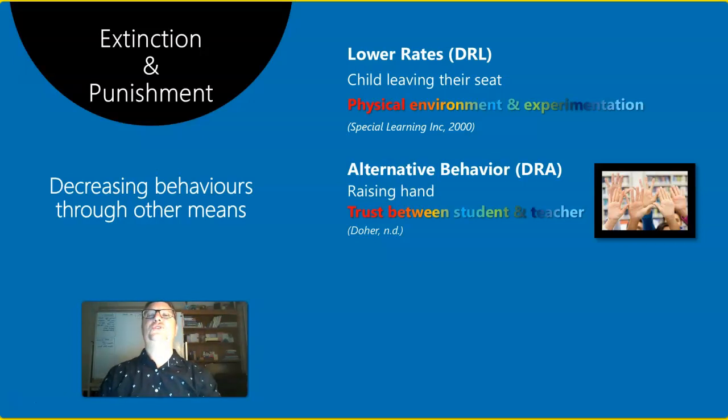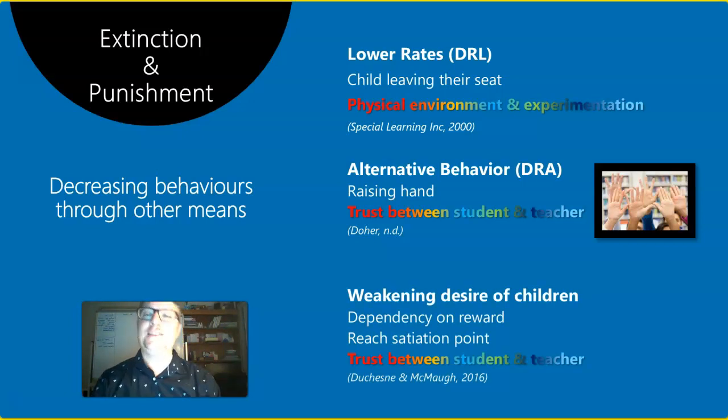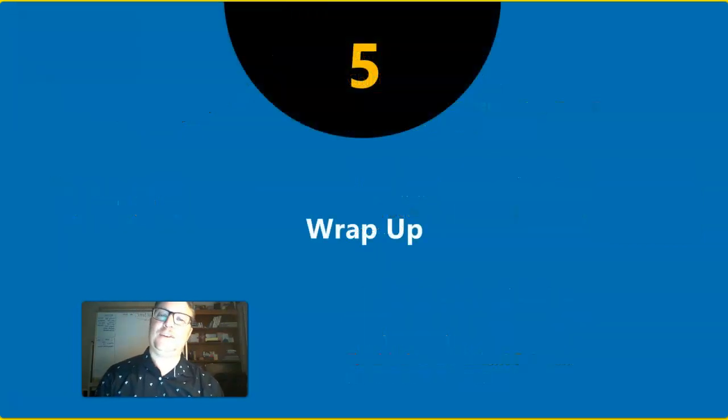Similarly, reinforcing alternative behaviour with a student who constantly calls out in class would be the simple raising hand technique. Paul Dowrick suggests that maintenance of this technique by the student continues after teacher instruction stops. These examples provide alternatives to token economy strategies, because as Duchesne and McMaugh highlight, constantly rewarding students through reinforcement has a negative effect and can weaken a child's desire to learn and increase dependency.